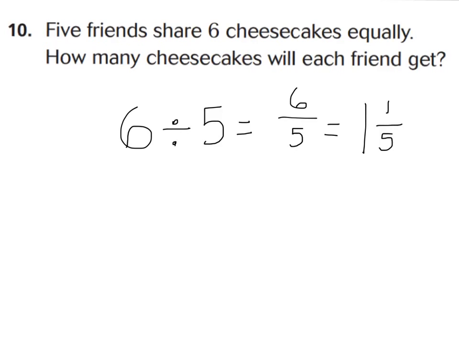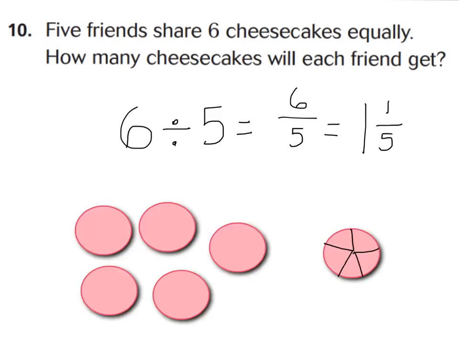And here's why. Okay, I went ahead and made 6 cheesecakes here. 1, 2, 3, 4, 5, and 6. Now each friend's going to get 1 apiece because there's 5 friends, so they each can have 1 whole. But now they're going to split up this last cheesecake. Now because there's 5 friends that you're sharing it with, each friend can get 1 of those pieces. And this is why each friend would have 1 whole and 1/5.